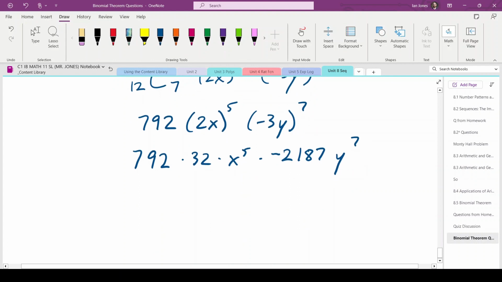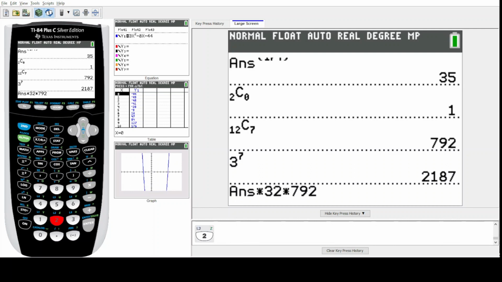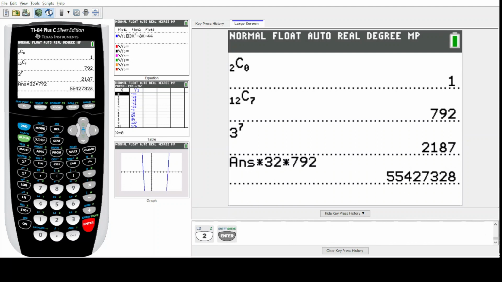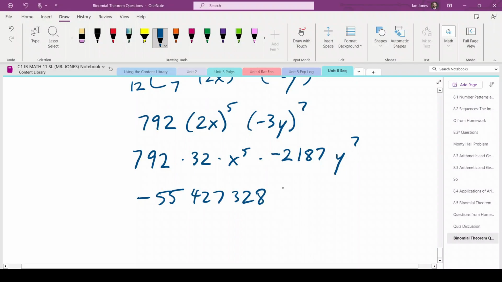So I guess I have 2,187 times 32 times 792 from the 12 choose 7, and that gives me, oh my goodness, an enormous number, 55 million and change. So I'll have negative 55 million, 427,328 x to the 5, y to the 7.